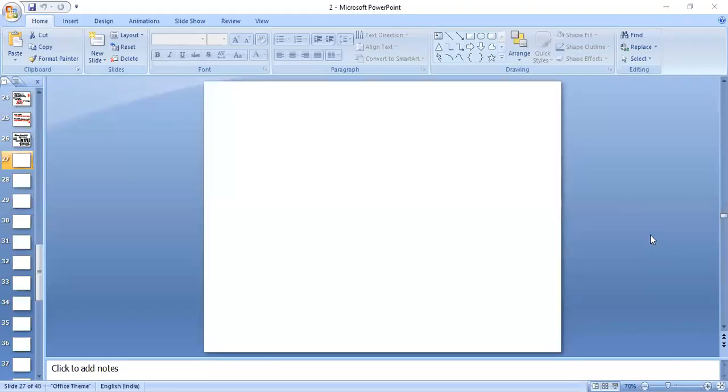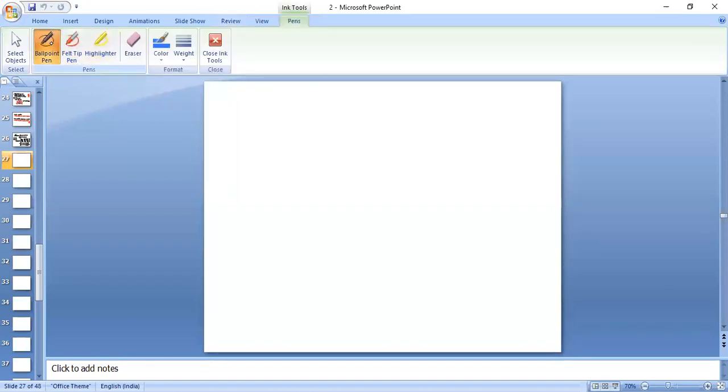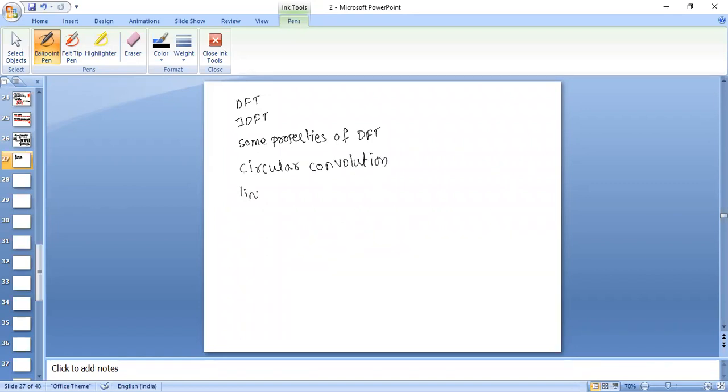Okay. Till now, in this chapter, we have discussed DFT, inverse DFT, some properties of DFT, circular convolution, and linear convolution using circular convolution.